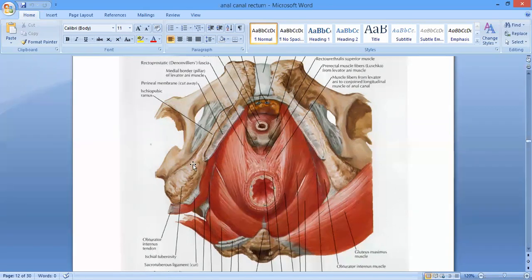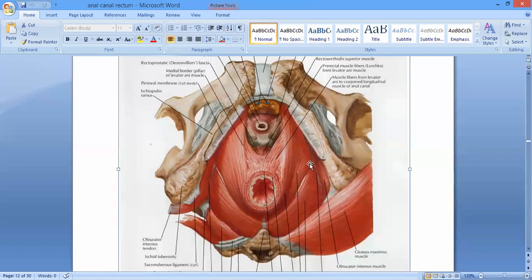We're just going to draw a line over here, passing the anterior part of the ischial tuberosities, like this one. It is going to divide the outlet into two parts: the anterior one, the urogenital triangle, and the posterior one, the anal triangle. You can see the anorectal junction over here.